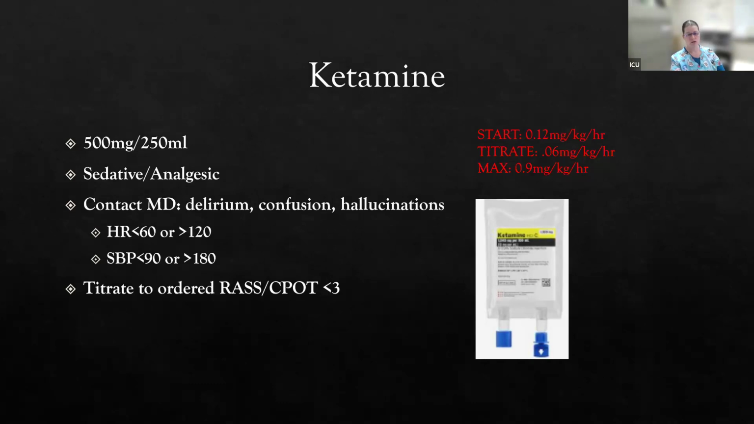We also want to titrate to the ordered RAS and a CPOT or pain scale equivalent to 3 or less. We start ketamine at 0.12 milligram per kilo per hour, titrate 0.06 milligram per kilogram per hour, with a maximum of 0.9 milligram per kilogram per hour. So again, notice these are much smaller doses than our other sedatives.